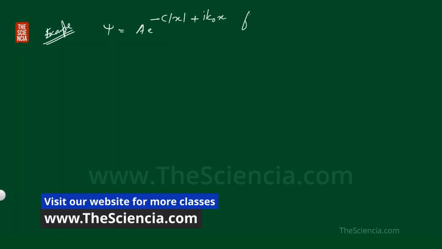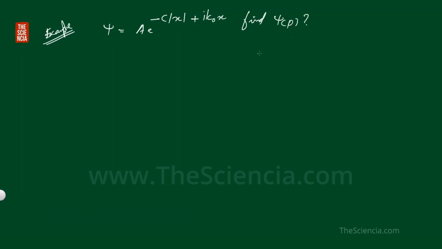Another example problem. The wave function psi is equal to a e raised to minus c mod x plus i k0 x. Find psi of p. So here, this one is not a normalized wave function. So first we have to find out what is a.